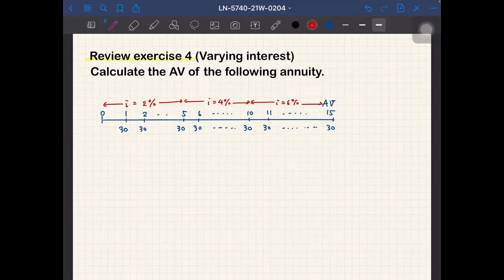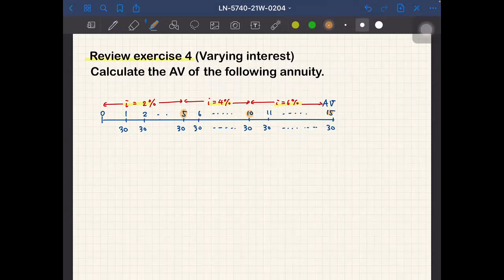The annual effective rate is 2% for the first 5 years, 4% in the next 5 years, and 6% in the last 5 years. So when the interest rate changes, we have to evaluate the amount at t equal to 5 and 10. Then finally, we calculate the accumulated value at 15.